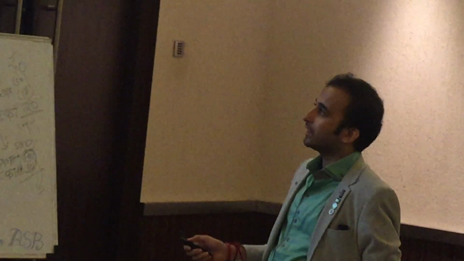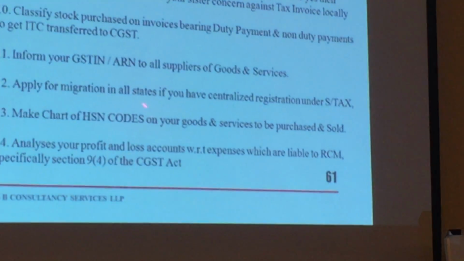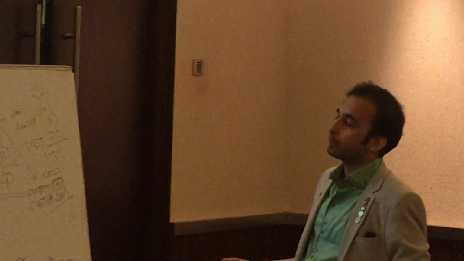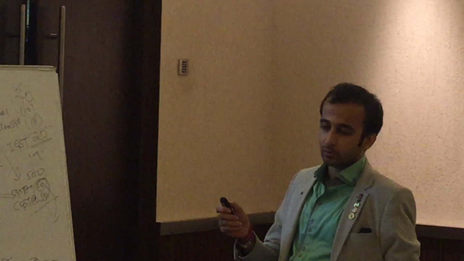And another thing is that you inform your GSTIN or ARN to all your suppliers of goods and services. So whenever you get an invoice from your vendor, make sure that your GST number is there. And if you are making a supply, make sure that your HSN code is proper. You shouldn't put an HSN code of 28% if your product falls under a category of 18%, because then it becomes an extra cost to you. This is the format of an invoice.